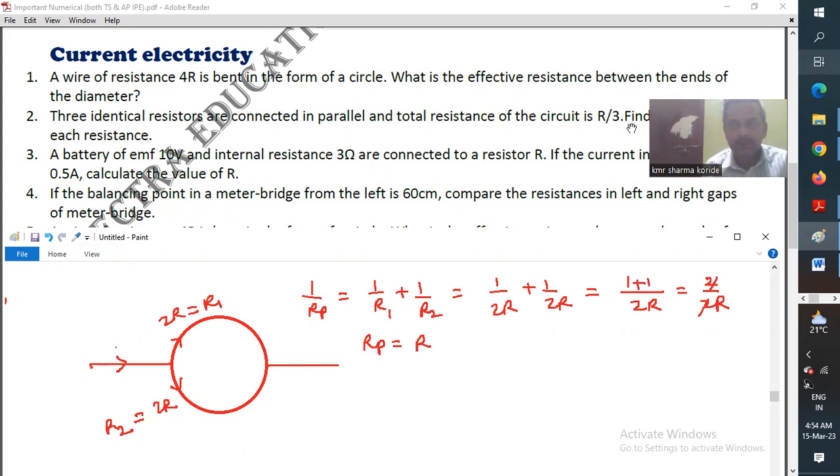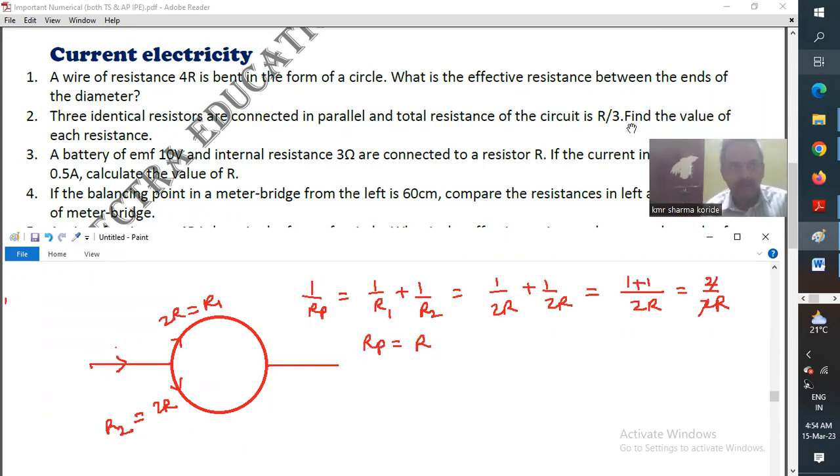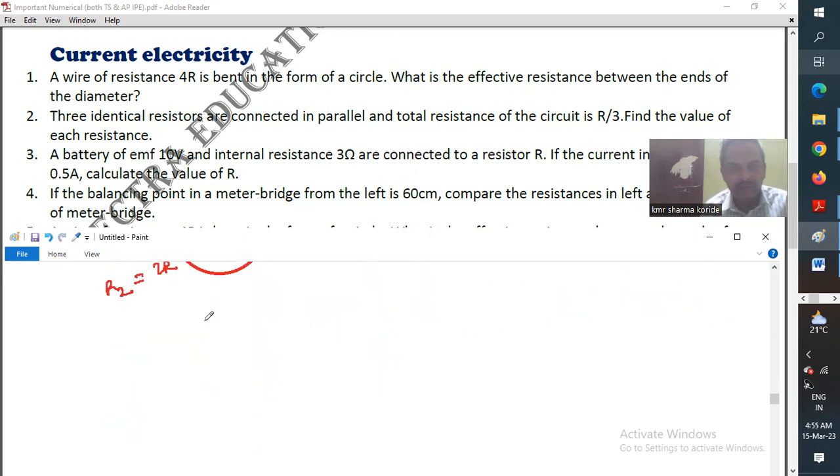Moving to the next question. Three identical resistors are connected in parallel. The total resistance of the circuit is R by 3. So make it 1 by 3 instead of R by 3. Find the value of each resistance. Right. So three resistors in parallel.